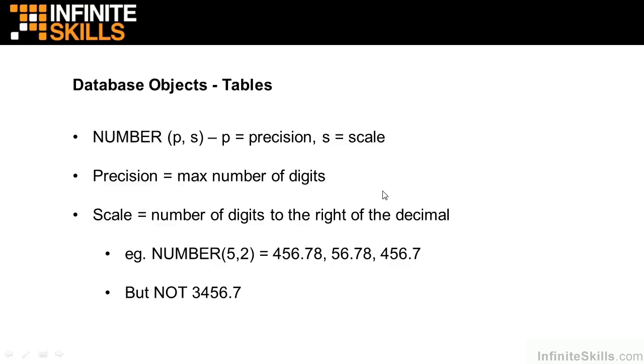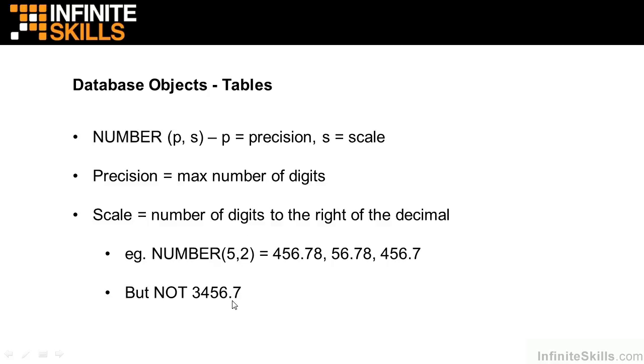The number data type is defined by 2 variables, if you will, that we define for it: P, S, where P is precision and S is scale. Precision will be the max number of digits in the number. Scale will be the number of digits to the right of the decimal place. So for example, we could have a number 5, 2, and this number would be acceptable. This number would be acceptable, even though it's only 4 for the precision. Basically 4 characters fits within the 5 precision.